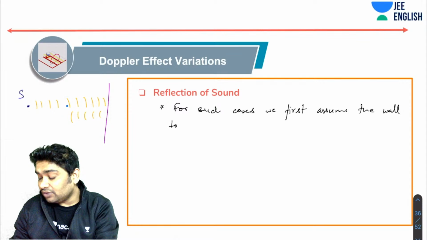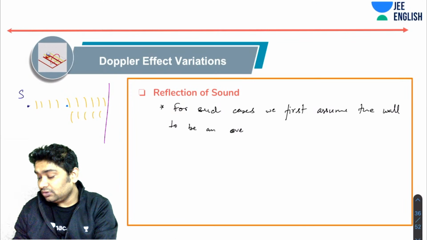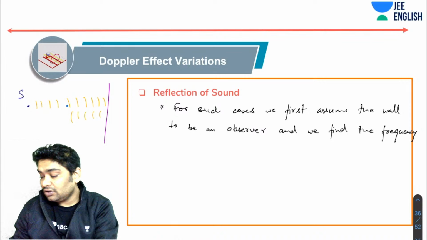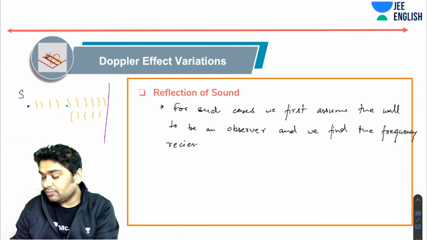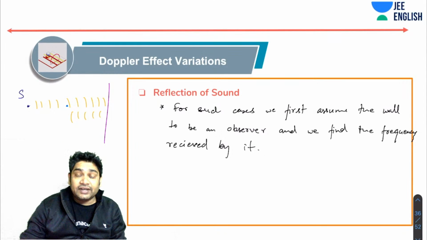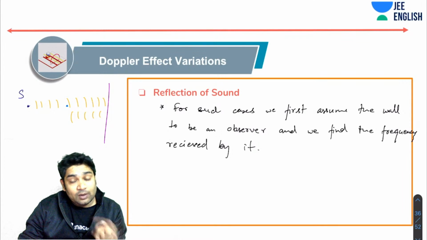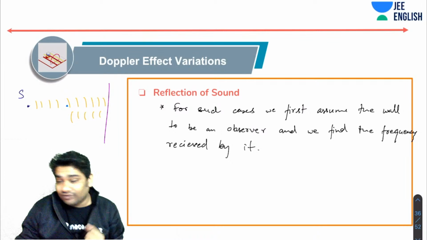Treat the wall to be an observer, and we find the frequency received by it. So first we'll treat the wall as an observer, and we will try to figure out what is the frequency an observer would have received if an observer had been there with the wall.